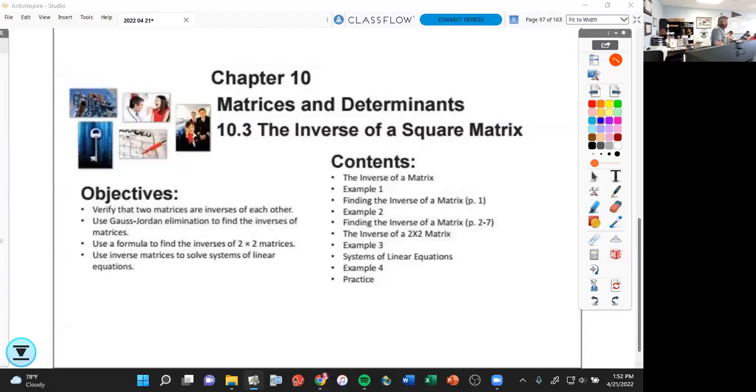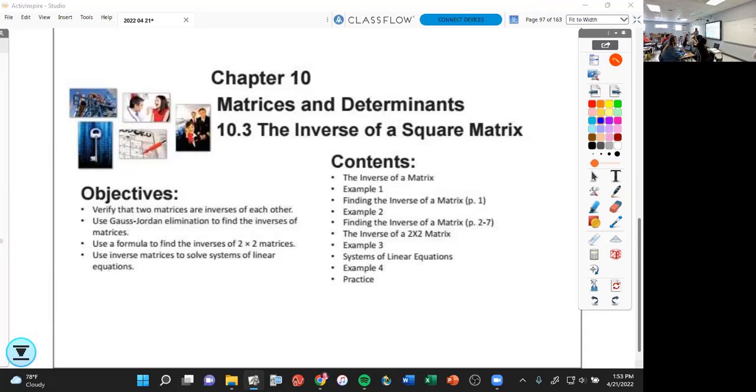10.3, inverse of a square matrix. We're going to verify that two matrices are inverses of each other. Okay, before I do that, what is the multiplicative inverse of the number 5? That's the opposite. What is the multiplicative inverse of 5? 1/5, because 5 times 1/5 is 1, okay?